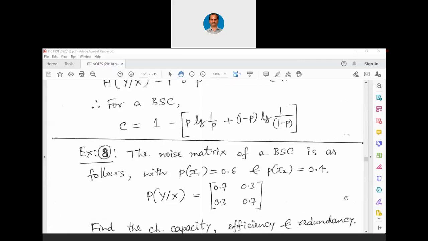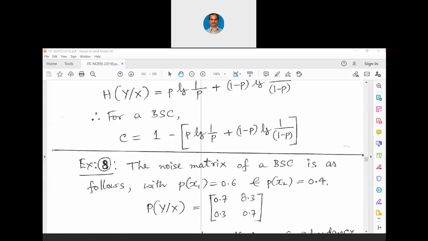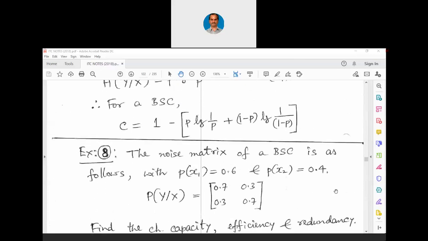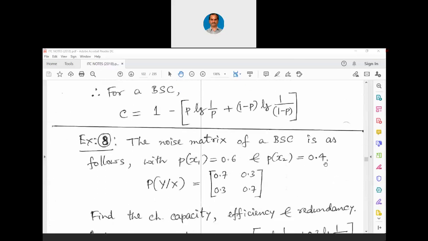Let us have an exercise. Can you do this? The noise matrix of a BSC is given here. P of X1 is 0.6, P of X2 is 0.4, P of Y slash X is 0.7, 0.3, 0.3, 0.7. Find the channel capacity, efficiency and redundancy. Can you solve this quickly? I expect some of you to solve this and give me the answer quickly. Tell me at least the channel capacity. Other two answers I will show you.